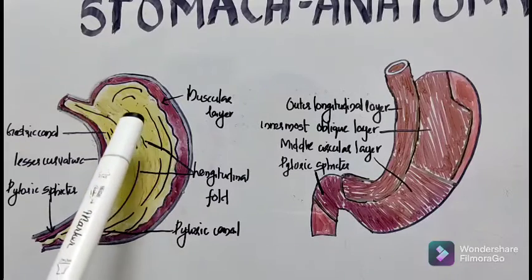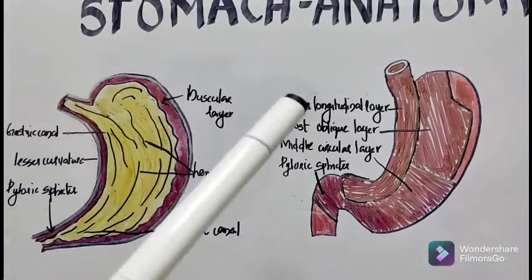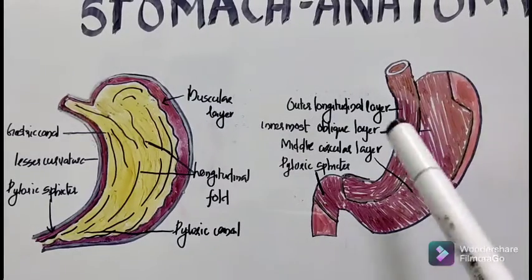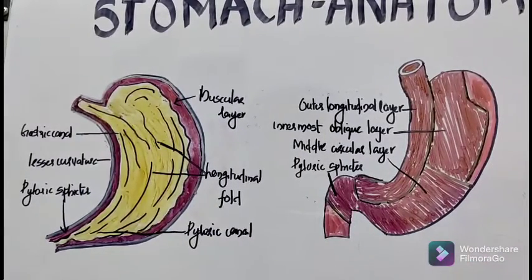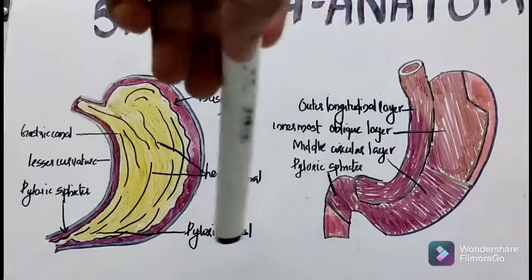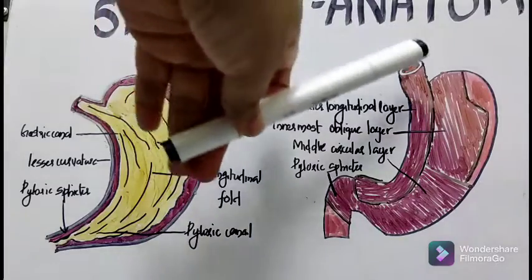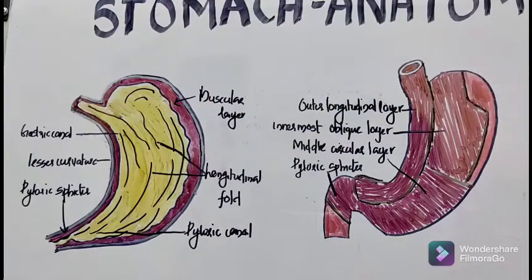The next layer of the stomach is the submucosal layer. Below the mucosa, it contains arterioles and the nerve plexus. The next layer is the muscular layer, which is divided into the outermost longitudinal muscle, the middle circular muscle, and the innermost oblique muscle. The outermost longitudinal layer is mostly distributed along the curvature of the stomach, that is, the lesser curvature and also the greater curvature.